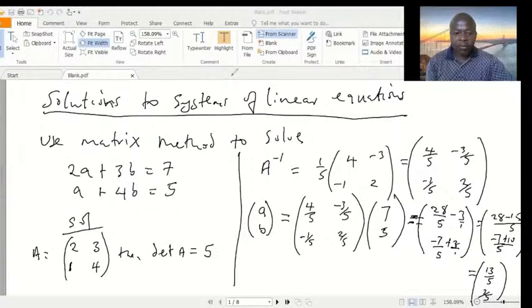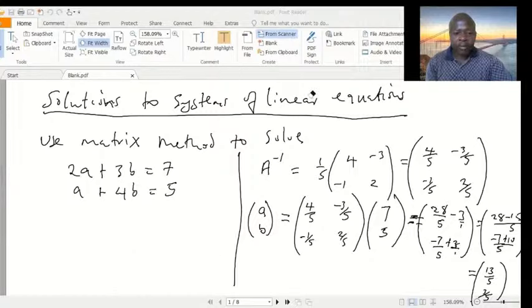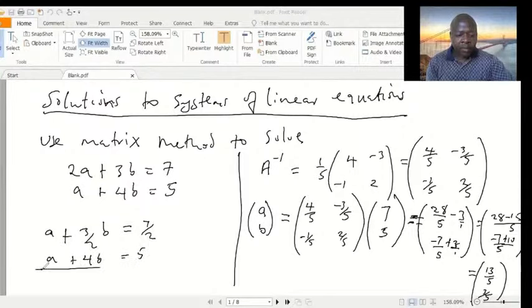Let's see what we would have gotten if we were to use elimination. Let's see if we would get the same thing. If we were to use elimination, I only need to divide this equation by 2. So if I divide this equation by 2, I would have A plus 3 out of 2 B, and this would be 7 out of 2. And this equation is A plus 4B equals 5. So I would subtract these equations.